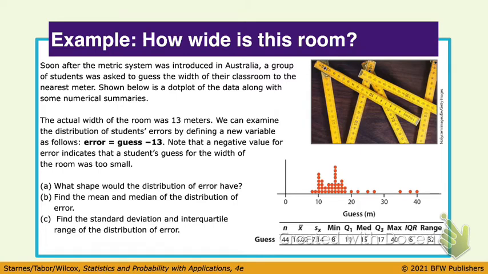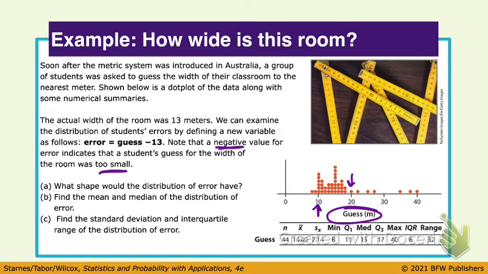So these are the students' guesses, okay? A student guesses 10, for example. If I subtract 13, I'm going to get a negative 3. That means the student underguessed by 3. A student who guessed 20, however, if I subtract 13, I get 7. That means the student overguessed by 7. So negative numbers are going to mean that the student's guess was too small, okay?